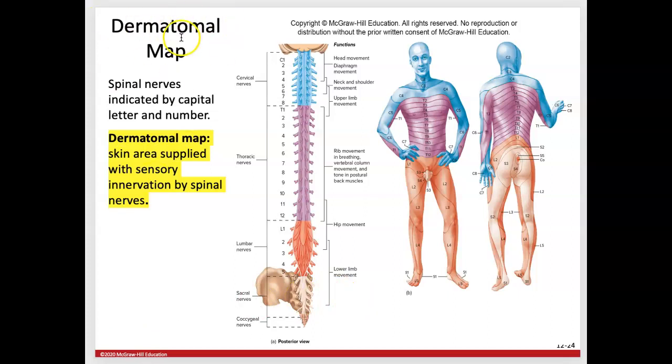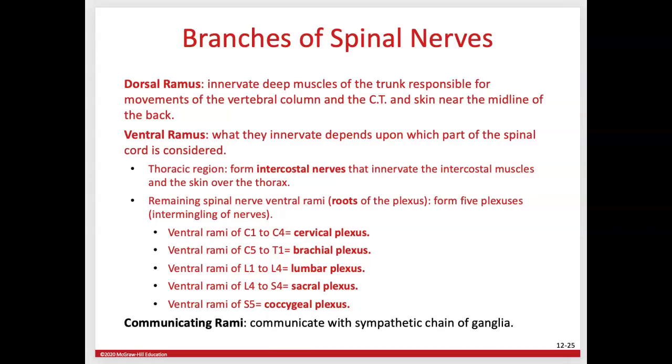But the dermatomal map is basically a way for doctors to determine, if you're having an issue in a specific part of your body of numbness or tingling or whatever, that dermatomal map can help determine what area of the spinal cord might be involved. So definitely know what a dermatomal map is.